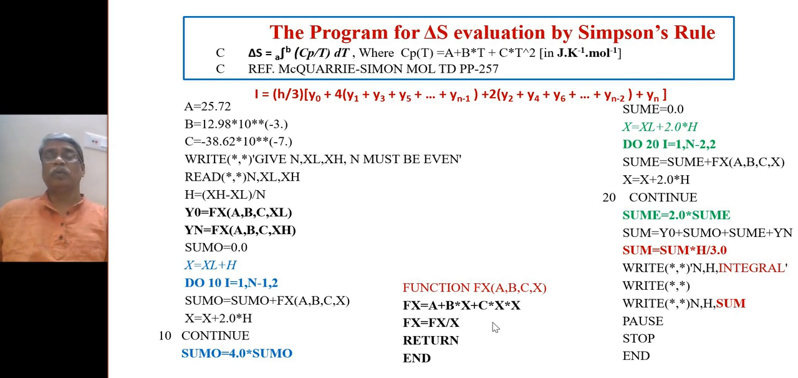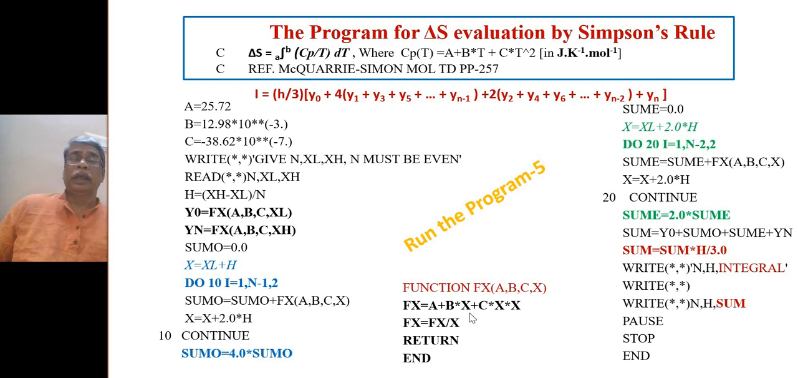Okay, and what we are doing in the function subprogram is simply evaluating the function value at a given x, and that we are calling fx. So a, b, c are the input, and x is another input, and the output is communicated back to the main program by the name fx itself, and fx is nothing but a plus bx plus cx square.